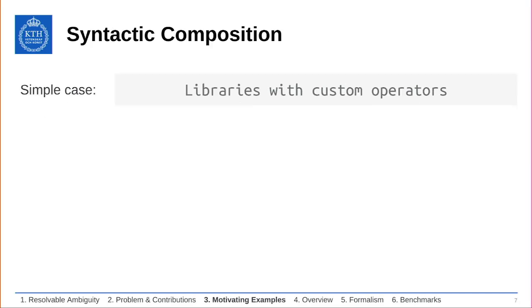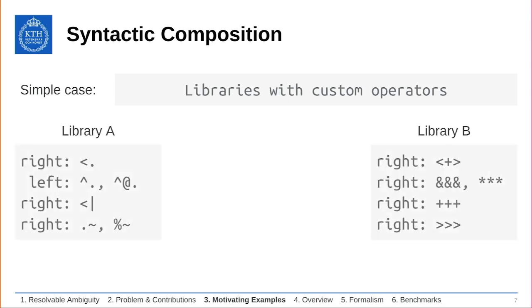Next, we have syntactic composition. And here I'm going to talk about the simplest possible case. So imagine that we have a programming language where you can add custom operators. That means that we can have 2 libraries that add operators. Now, these particular operators come from real libraries. They happen to be from Haskell, bonus points if you recognize them. But for the argumentation, the thing that matters is that we have 2 libraries written by 2 authors, and each author has added a parsing table that presumably makes sense for their domain.